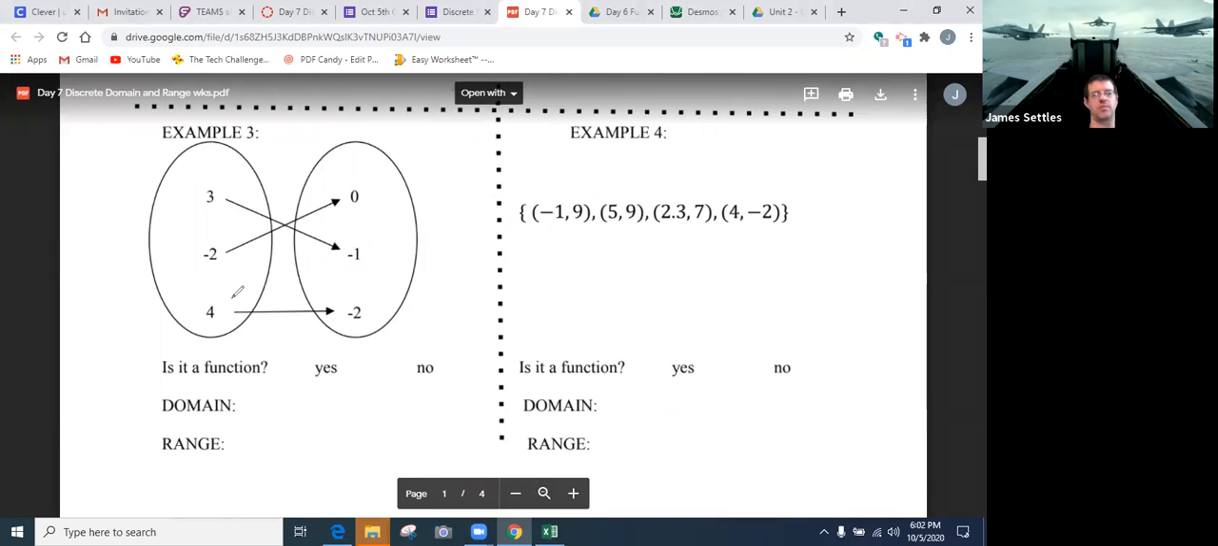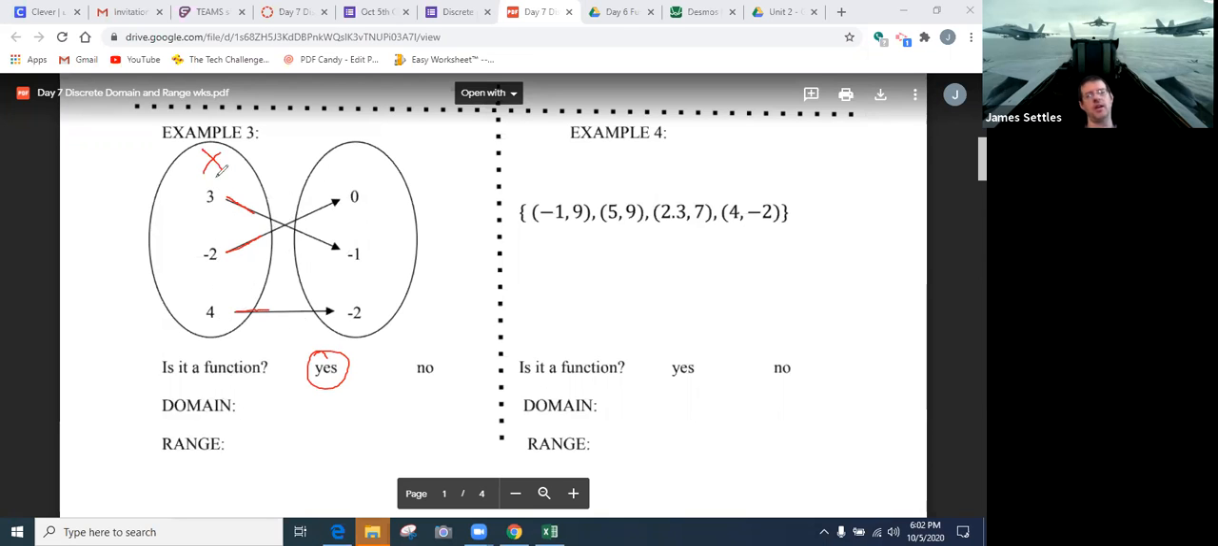Is this a function? So remember, when it's listed out, each x is done one time. Well, in this case, it has to have one arrow or one line. Do all these have one line? Yes, they do. So this is a function. We don't care about over here. We just care about the x's.